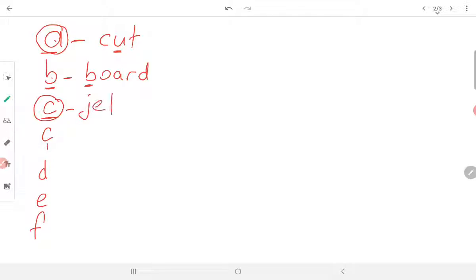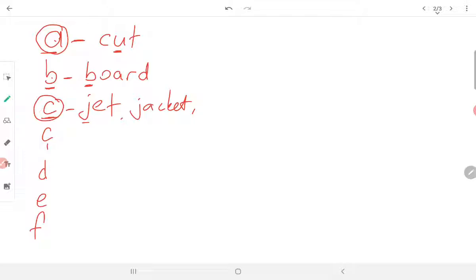We can use this one, jet. I know this is not the same letter, but I want you to focus on the sound, okay? Jet, jet. Or you can say jacket. We can put more examples, all right?